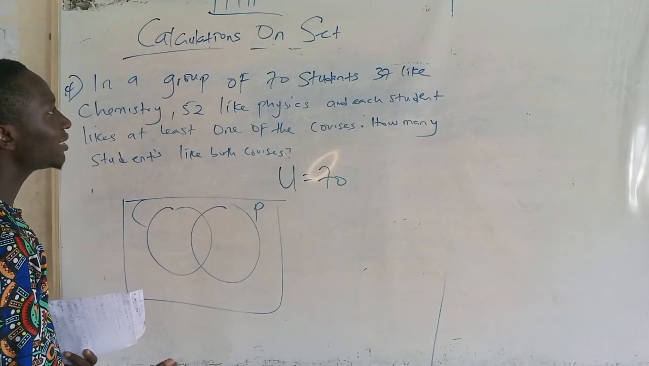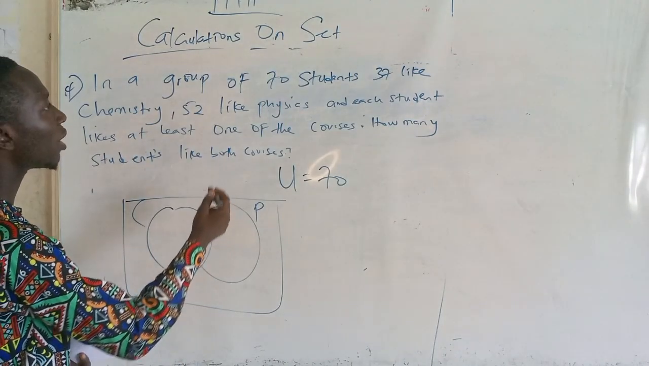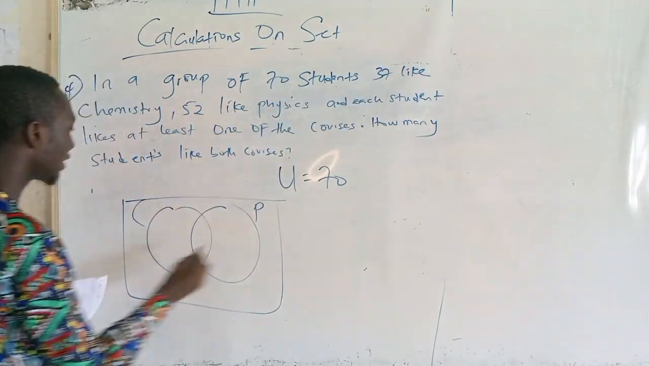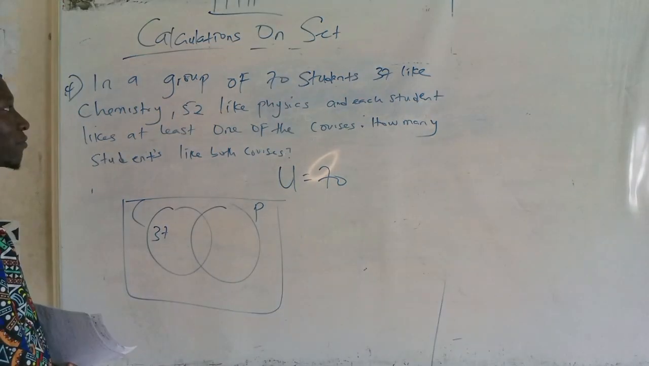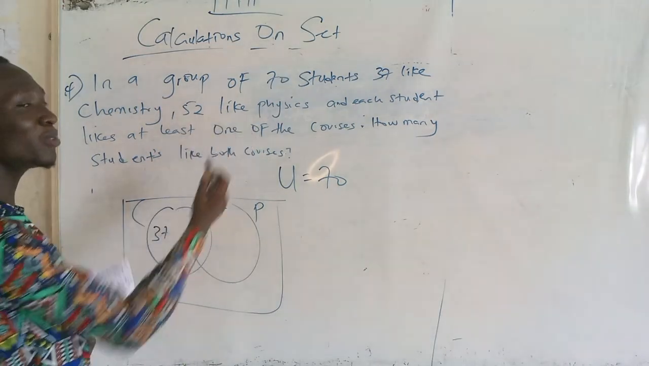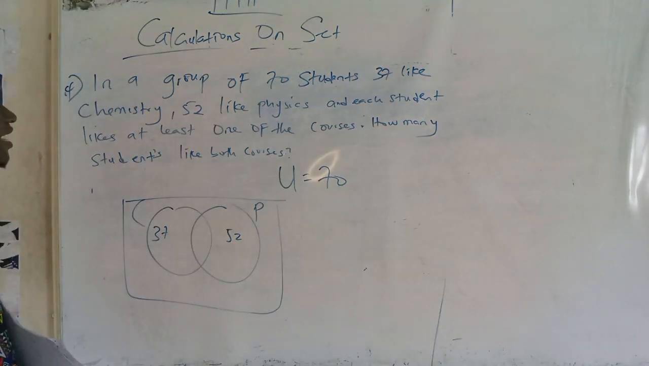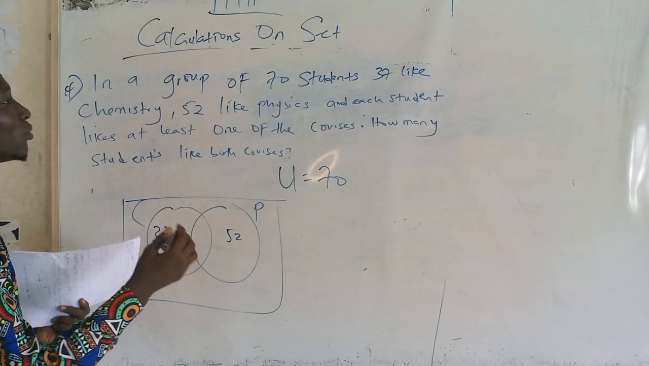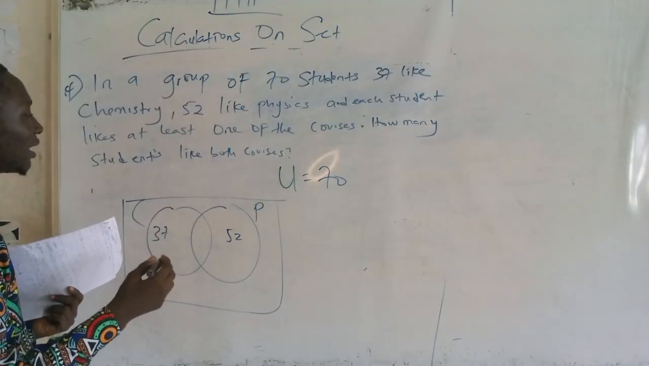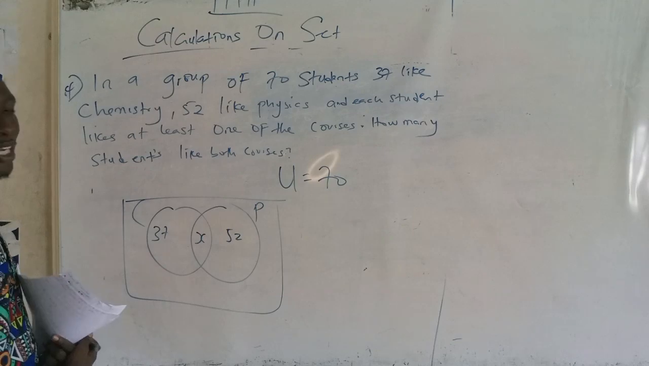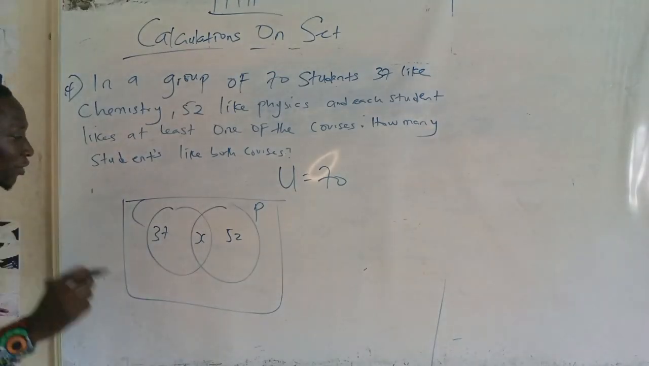Now the next thing: how many students like chemistry? In a group of 70 students, 37 like chemistry, so write 37 in chemistry. How many like physics? 52 like physics, so write 52 in physics. And then they say each student likes at least one of the courses. How many students like both courses? So the intersection for both is this place, x.